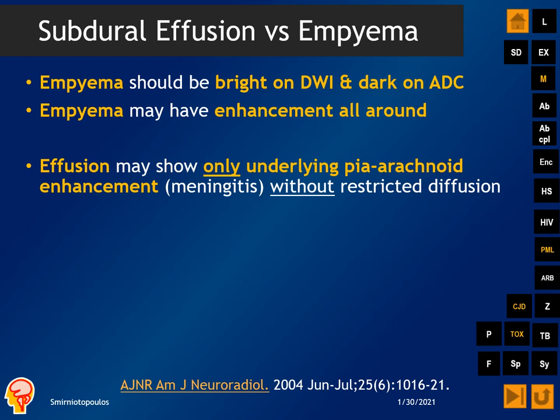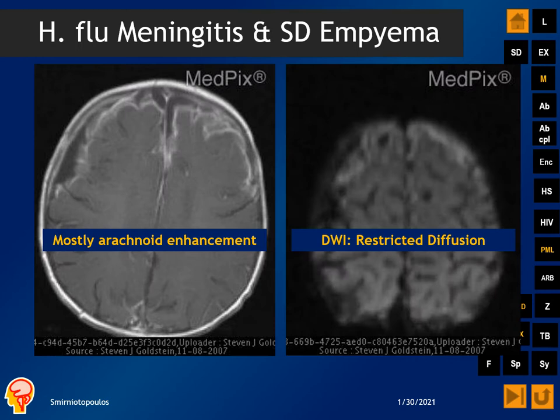The empyema may have enhancement all the way around. If it's only an effusion, the enhancement should only be underneath in the arachnoid membrane. But in this particular patient, when diffusion imaging was done, it actually demonstrates restricted diffusion. So now we know that this patient actually has a subdural empyema and not a sympathetic effusion from their H. flu meningitis.